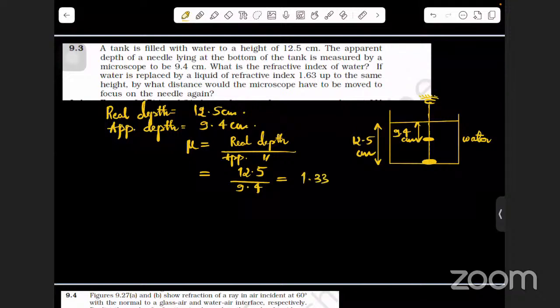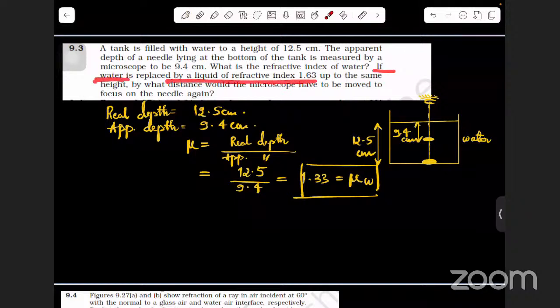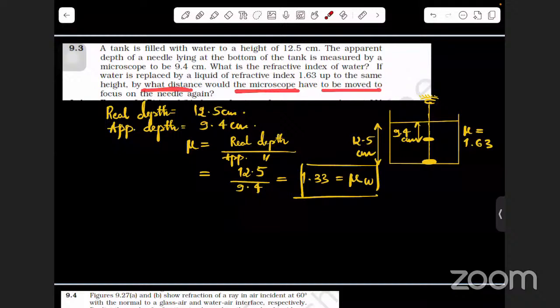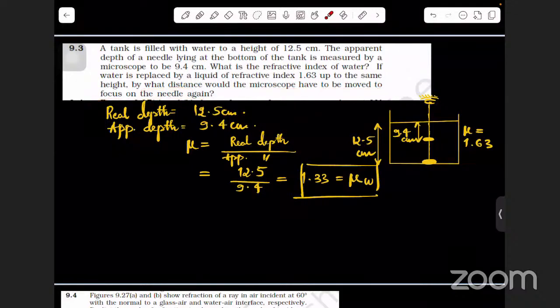If you put it in the calculator, that's the refractive index of water. So that's the first part of the question. Next, if water is replaced by a liquid of refractive index 1.63, now we don't have water, we have some liquid with the refractive index 1.63, up to the same height, which means the real depth stays at 12.5. By what distance would the microscope have to be moved to focus on the needle again?